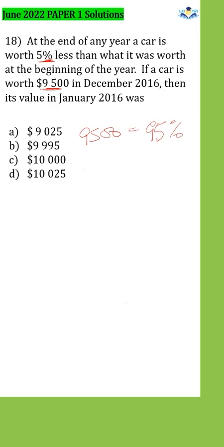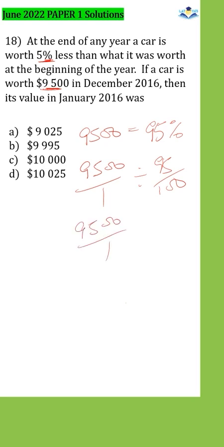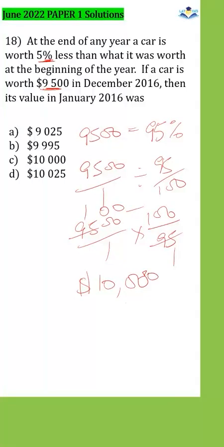So with this information, and there is more than one way we can work out the sum, I'm going to divide to get my answer to figure out the original value of the car in January. So it's going to be 9,500 over 1 multiplied by 100 over 95. 95 into 9,500 is 100. So 100 multiplied by 100 is giving me 10,000. So the value of this car in January 2016 is going to be 10,000. So the answer for question 18 is C.